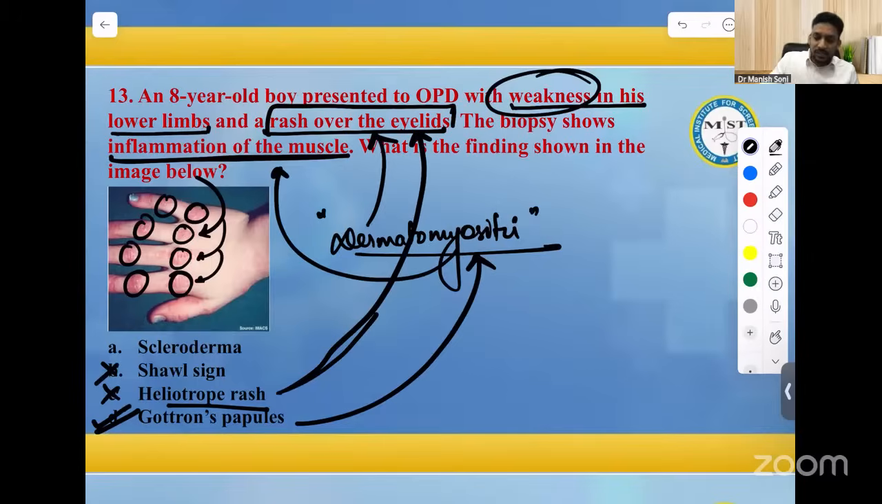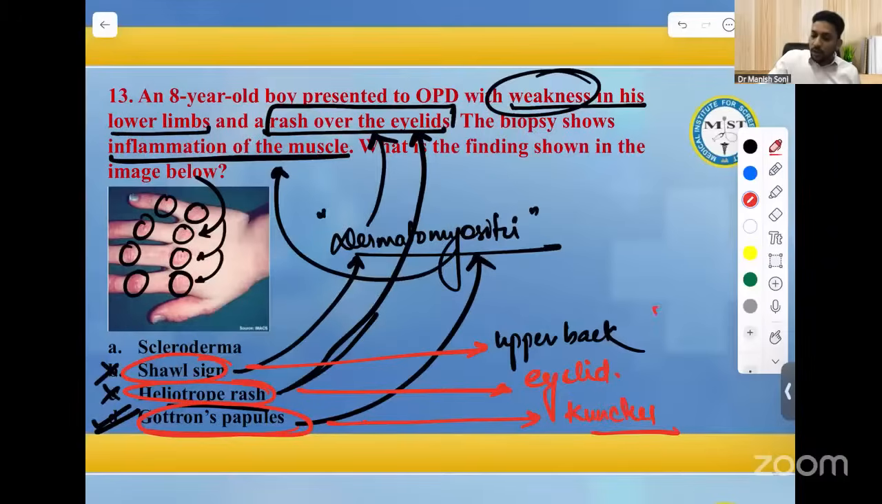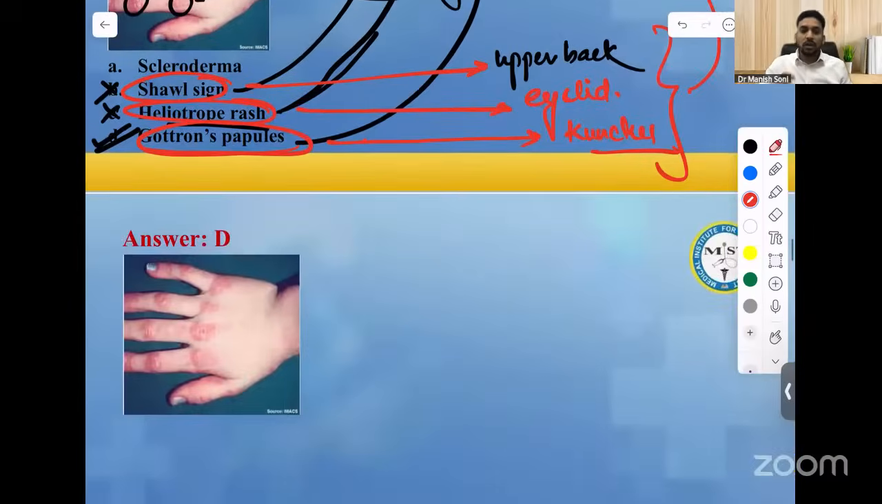Shawl sign is not the answer, but it is also seen in dermatomyositis. It is seen generally over the upper back. There is a rash which develops over the shoulder or the upper back. It appears as if the patient is wearing a shawl. Heliotrope rash is the one which develops over the eyelid, and Gottron's papules are the ones which develop over the knuckles of the patient. All these three are seen in dermatomyositis, but the answer is D, Gottron's papules, because these are the ones present over the knuckle of the patient.